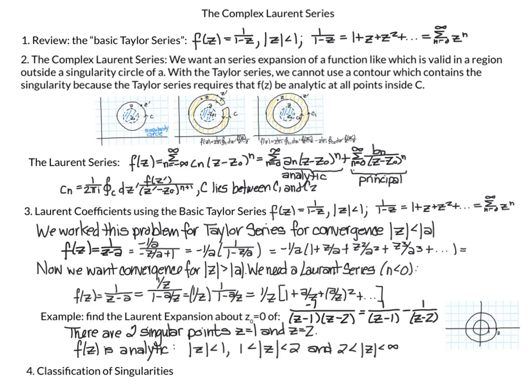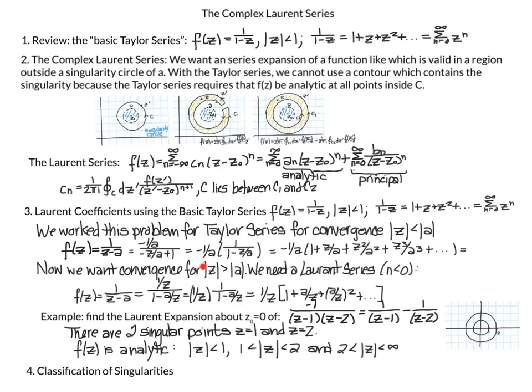But now, if we want convergence for absolute value of z greater than a, for this function here, we need a Laurent series. And what we are going to do now is look at this formula. Again, at the bottom we have a z and an a. So our choices are to divide everything by a or divide everything by z. So we're going to try dividing everything by z so that at the bottom we get a over z.